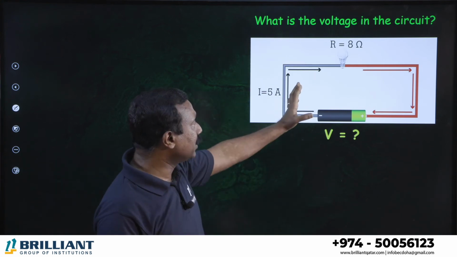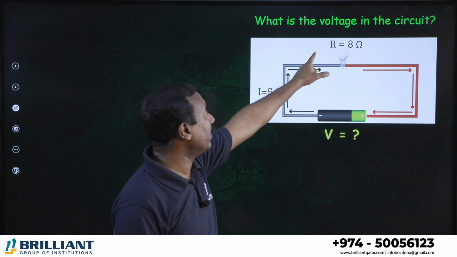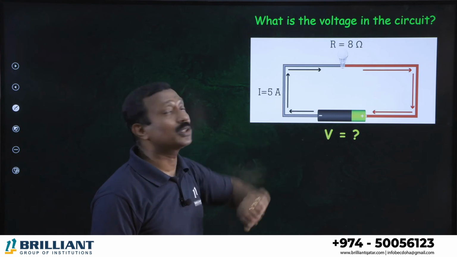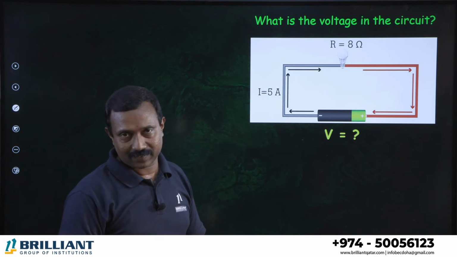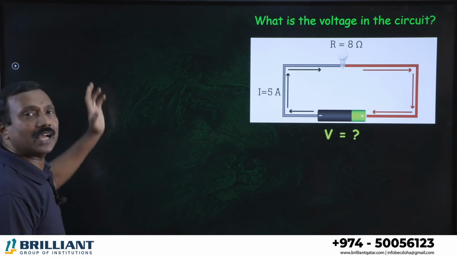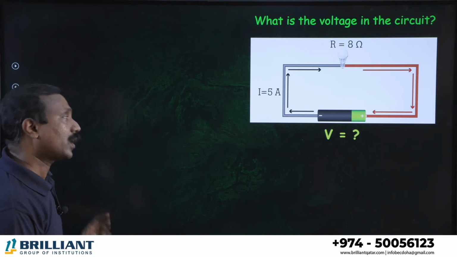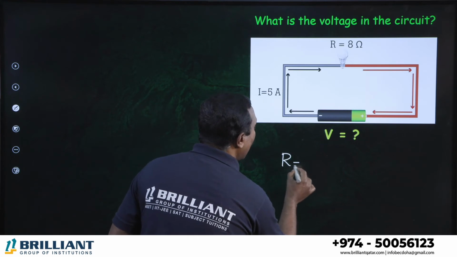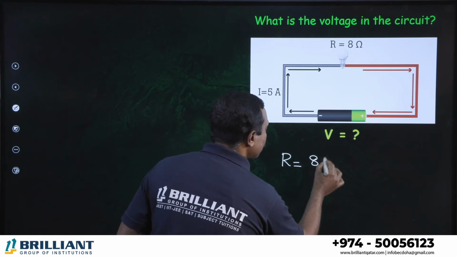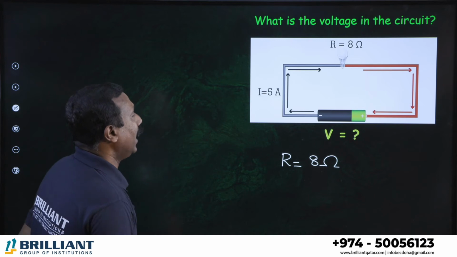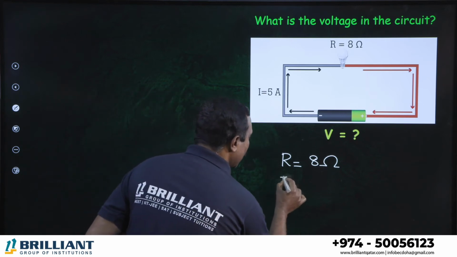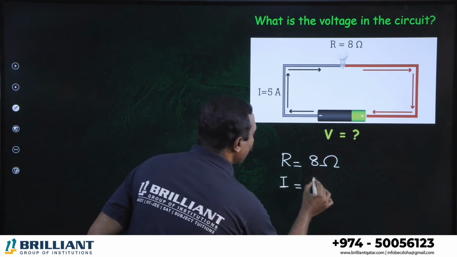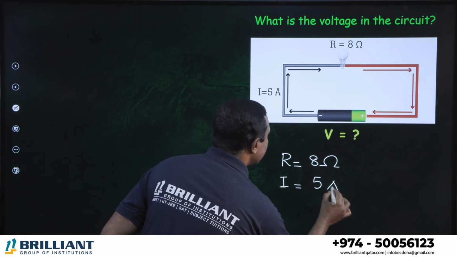So from the diagram itself, what data are they given? They give the resistance value, and the current passing through the circuit is also mentioned there. So I will write down the data given in this question. Here the R value is given: R is equal to 8 ohm. And what is the value of the current? It is mentioned here itself. The current value is given as 5 ampere, right?